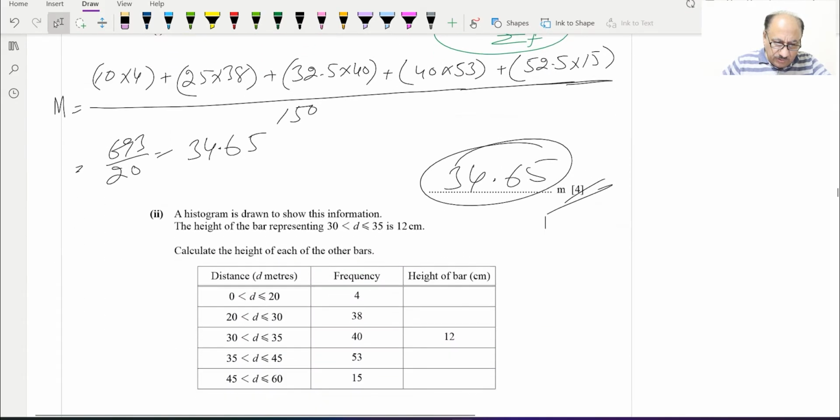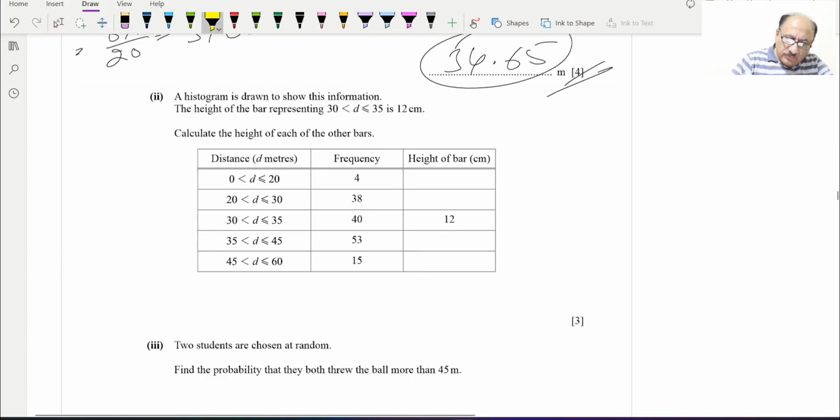Hopefully you understood this. Now the next thing is cumulative frequency. Basically this is a histogram. The histogram is drawn to show this information, the height of the bar representing 30 to 35 is 12 centimeters. Calculate the height of each of the bars. So this is given for our calculations, and we will be using this.